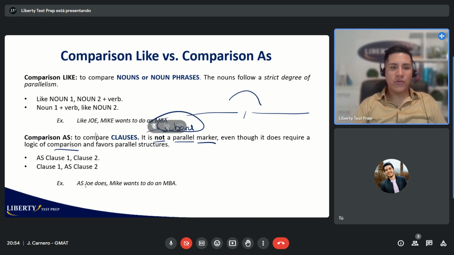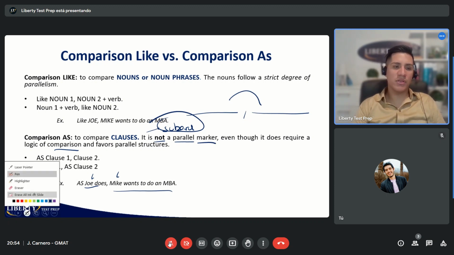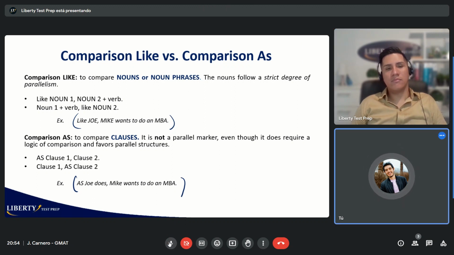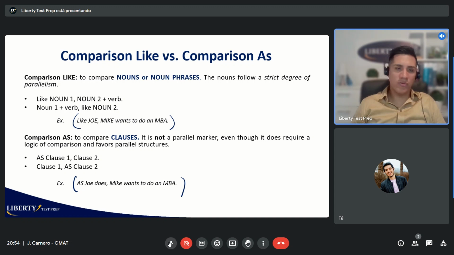Now, if you have this, as Joe does, Mike wants to do an MBA, what are you comparing? Two clauses, right? We are not comparing Joe and Mike. We're comparing those two actions. What is the difference then between this one and this one? Is there any difference between as Joe does, Mike wants to do, and like Joe, Mike wants to do an MBA? Like and as in this case. Do you see a difference in those two sentences?